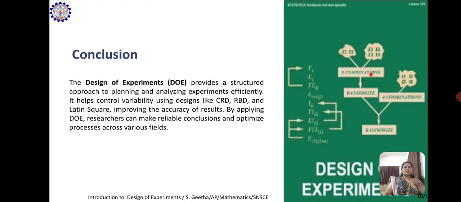Coming to the conclusion, design of experiment provides a structured approach for planning and analyzing experiments efficiently. It helps control variability using designs like completely randomized design, randomized block design and Latin square design, improving the accuracy of results. By applying design of experiment, researchers can make reliable conclusions and optimize the process across various fields.